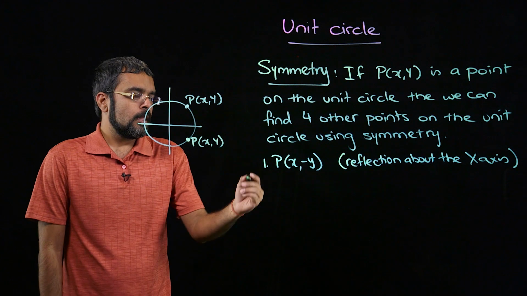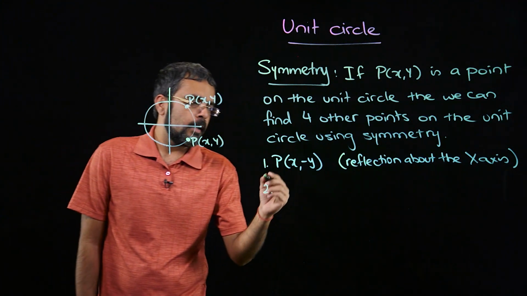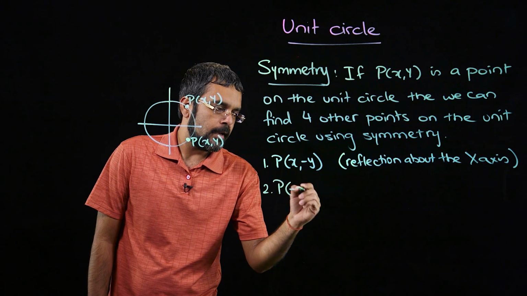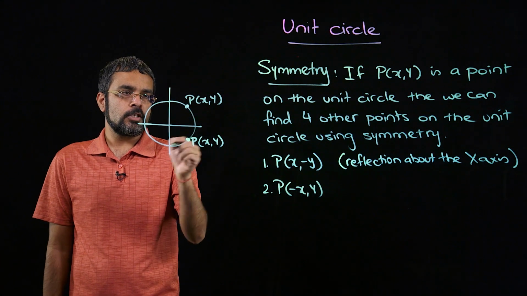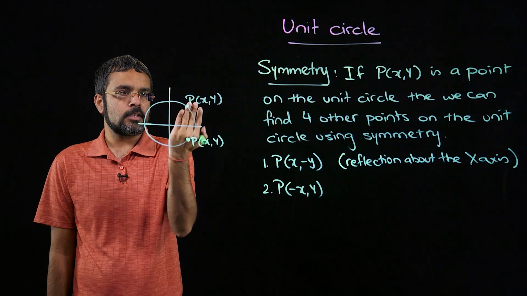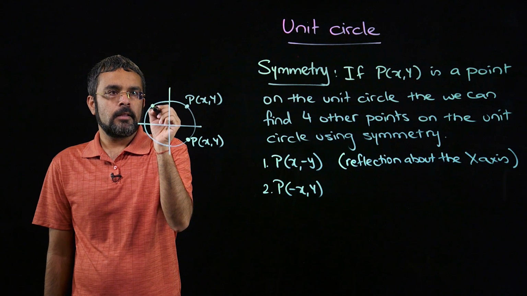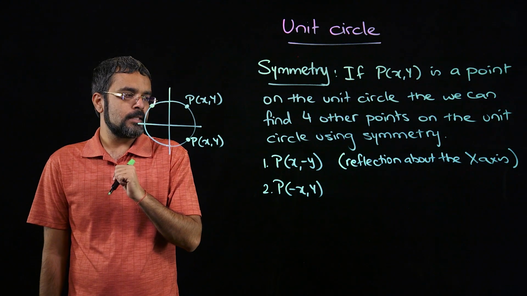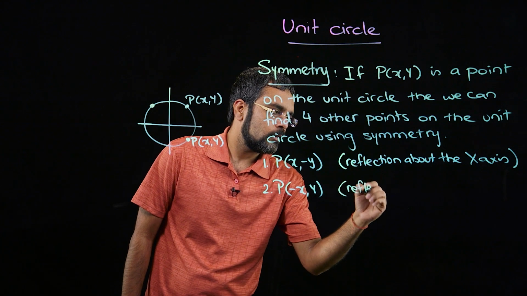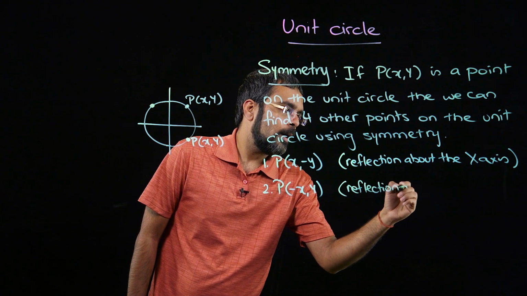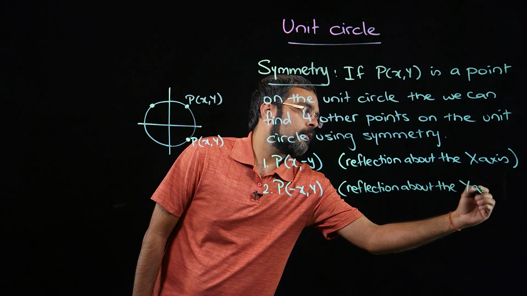Okay, the second point that I can find is P(-x, y). And how do I find that point? Well, we know that this unit circle is symmetric about the y-axis. So if I reflect it about the y-axis, if this point is here, then this point that is (-x, y) also has to be there. So this is reflection about the y-axis.